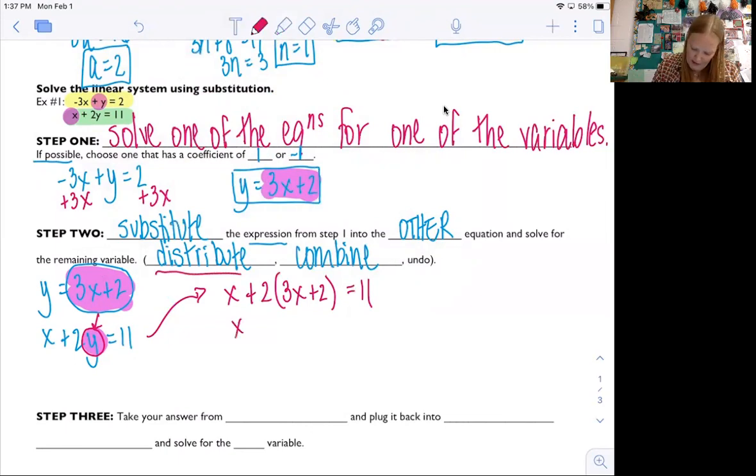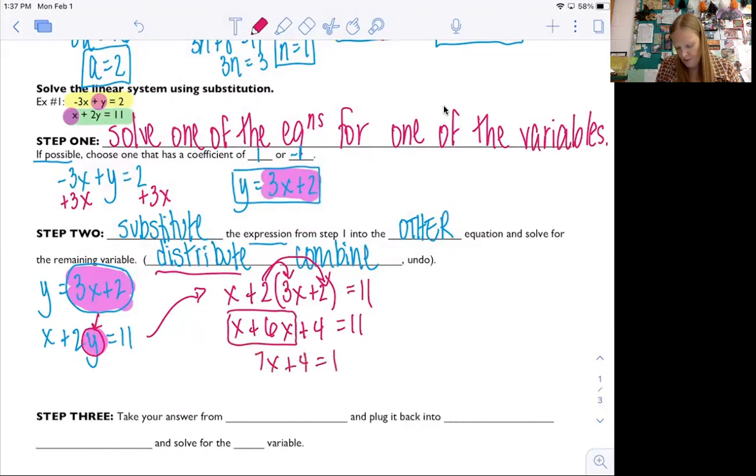All right, now I'm going to distribute just like it says to do right here. So I'm going to get x plus 2 times 3x is 6x. 2 times 2 is 4 equals 11. I'm going to combine like terms. So this x is going to go with that 6x, and I get 7x plus 4 equals 11. Now I'm going to undo. So I'm going to subtract 4, and I got to go over here. 7x equals 7. And then divide by 7, x is 1.